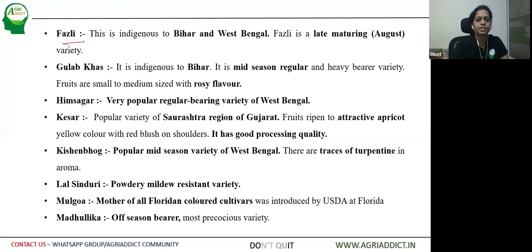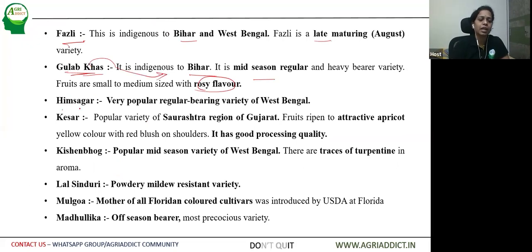Then coming to the Fazli, it is popular in Bihar and West Bengal, the eastern region. Then it is also late maturing. Then Gulab Khas, indigenous to Bihar, a mid-season variety with a rosy flavor. So that is the reason why Gulab Khas, the name has been given like this.